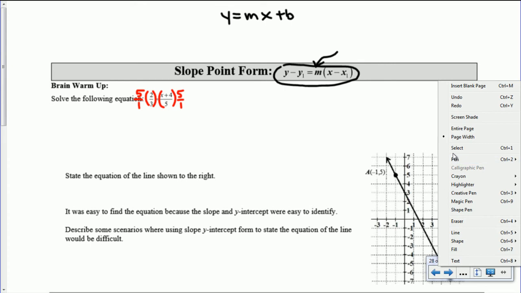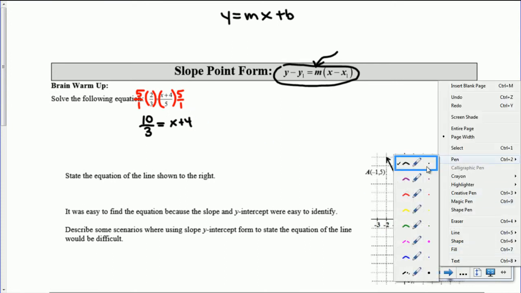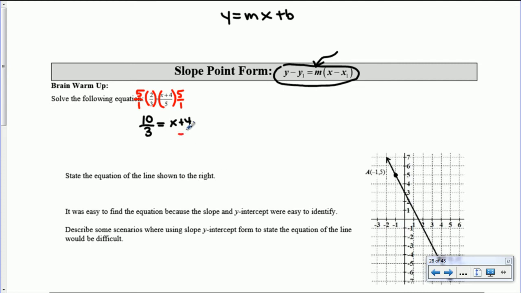On the left side now we have 10 over 3. 5 times 2 is 10, 3 times 1 is 3. And on the right side, x plus 4 times 5 divided by 5, we just end up with x plus 4. Okay, and finally, x is pretty close, it's almost on its own. I just need to get rid of this 4, so I'm going to subtract 4 from both sides. That's the opposite of adding 4.